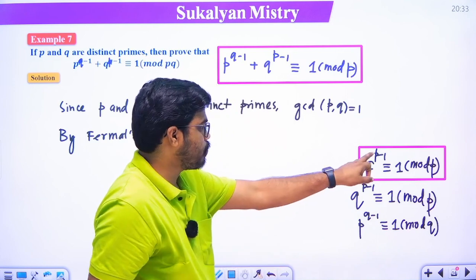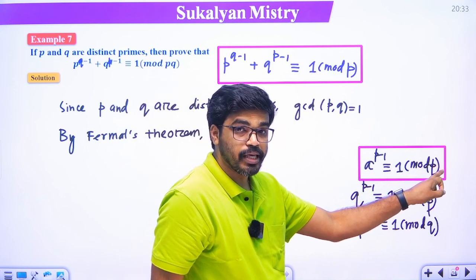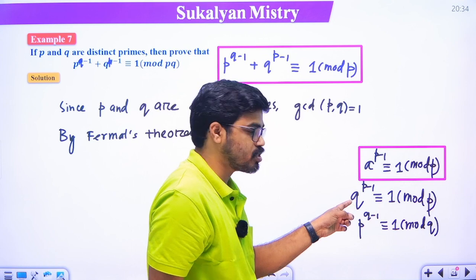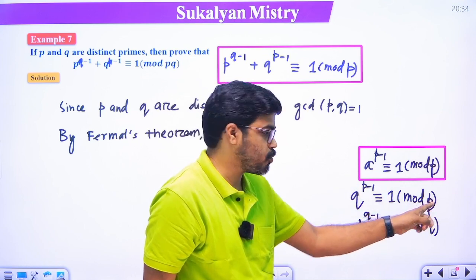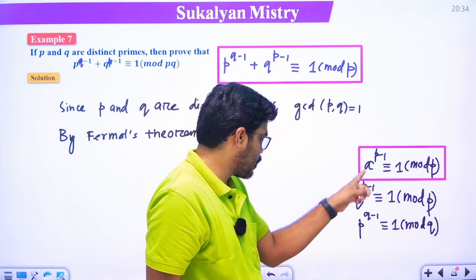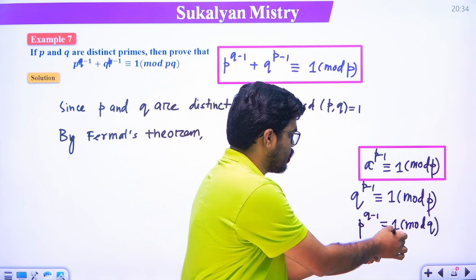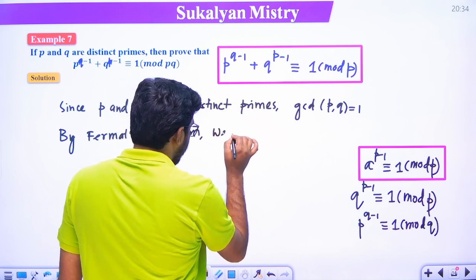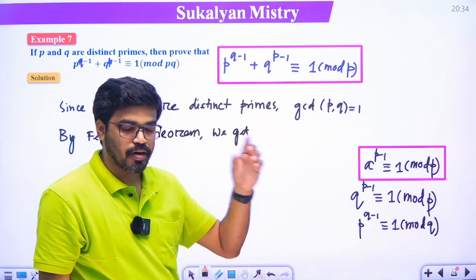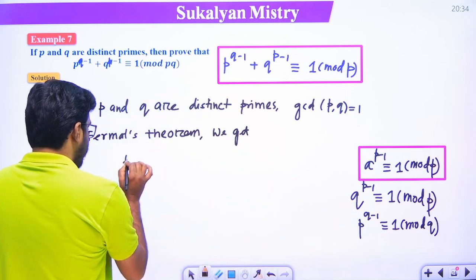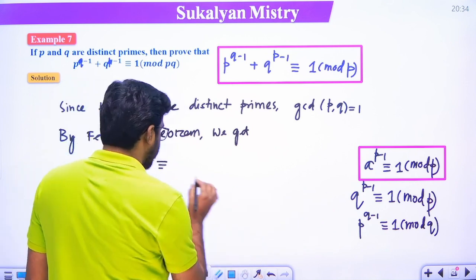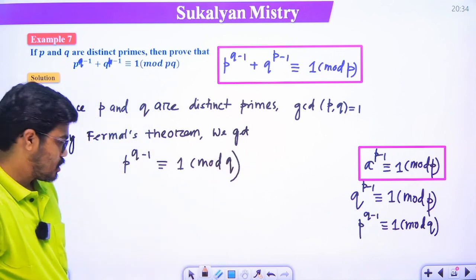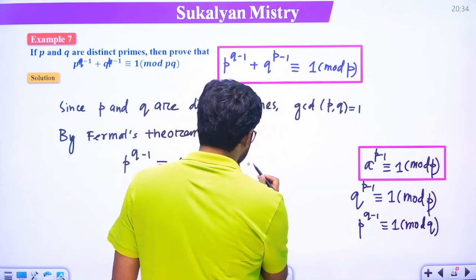We can write a to the power p minus 1 is congruent to 1 modulo p. Once we consider a equal to q, we get q to the power p minus 1 is congruent to 1 modulo p. Again, consider a equal to p, so p to the power q minus 1 is congruent to 1 modulo q. Just Fermat's theorem. So by Fermat's theorem, suppose this is equation 1.